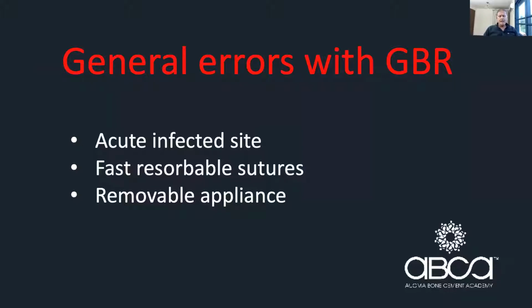Now, there are general errors with traditional GBR and also with bone cement, such as we shouldn't work in an acutely infected site. We shouldn't use a fast resolvable suture, otherwise everything will get exposed before the soft tissue has time to proliferate. And of course, we shouldn't use a removable appliance in any case of augmentation procedure. A removable appliance might jeopardize the outcome.